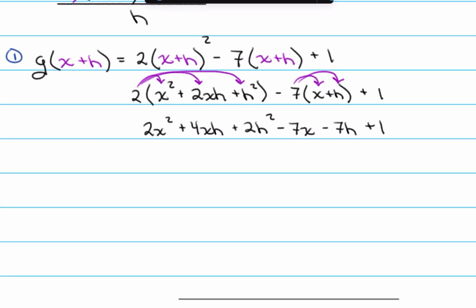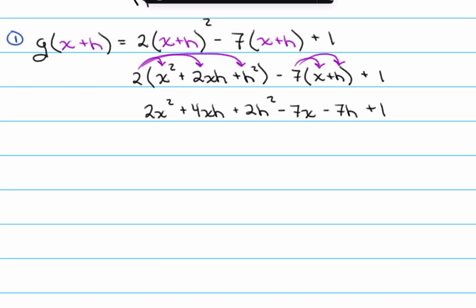And last but not least, I'm going to look and see if there are any like terms that I can collect. That's x squared, xh, h, x, h, and 1. Nothing I can combine there. Ugh, that's long. I promise this gets uglier before it gets cleaner, but it'll clean up. So I'm going to put a star next to that. Okay, so that's the end of my step 1.